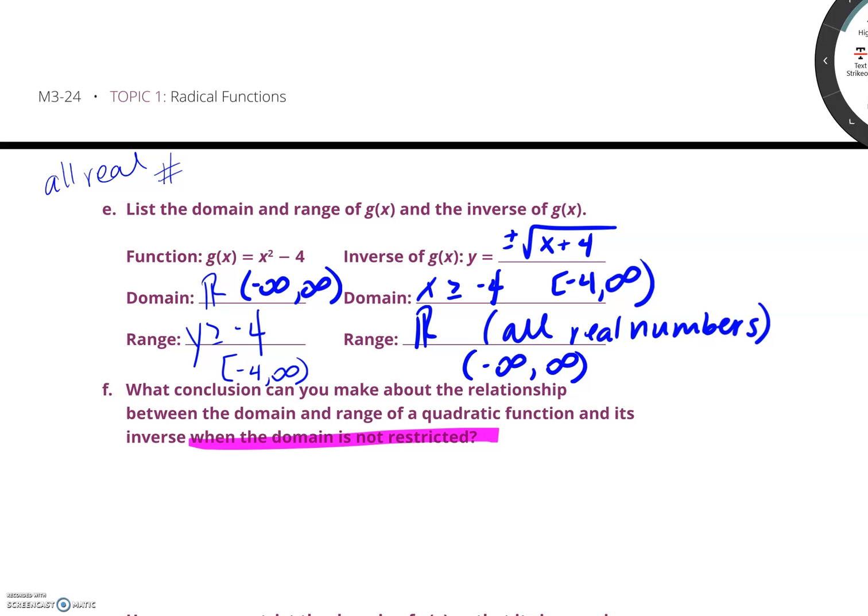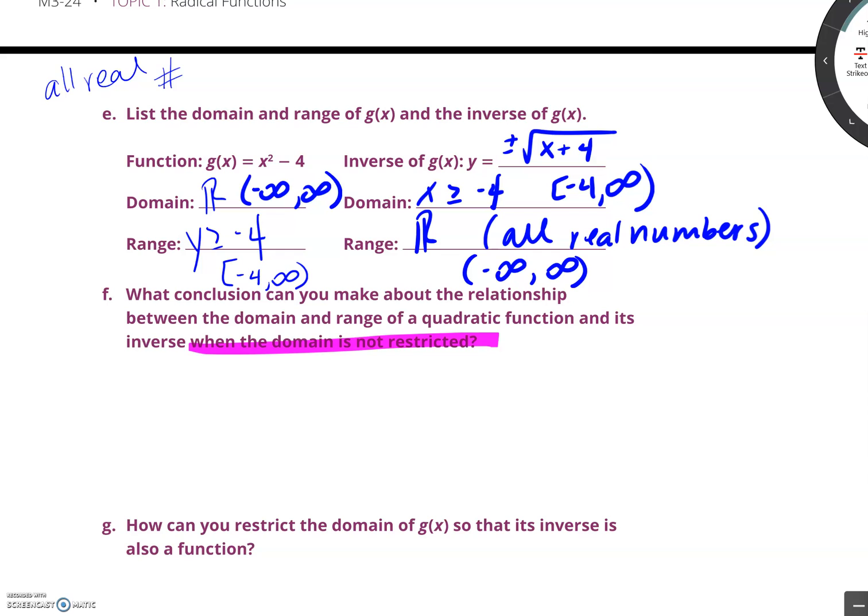Maybe you can make some conclusions, maybe you can't, maybe they have some things in common, some conjectures you can make. So go ahead and think about that, jot down your thoughts and opinions, and in our next video we're going to talk about restricting that domain and seeing what happens to the function.